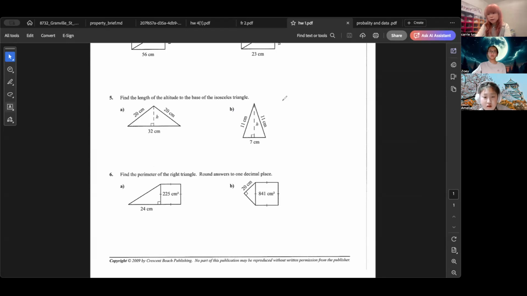So this is the longest side, so 11 squared equals h squared plus what? So what is half of this? 3.5. Very good, 3.5 squared, right? So all you need to do, 11 squared equals 121 equals h squared plus what? 3.5 squared equals what? 12.25. So you minus 121 minus 12.25 equals 108.75 equals h squared.